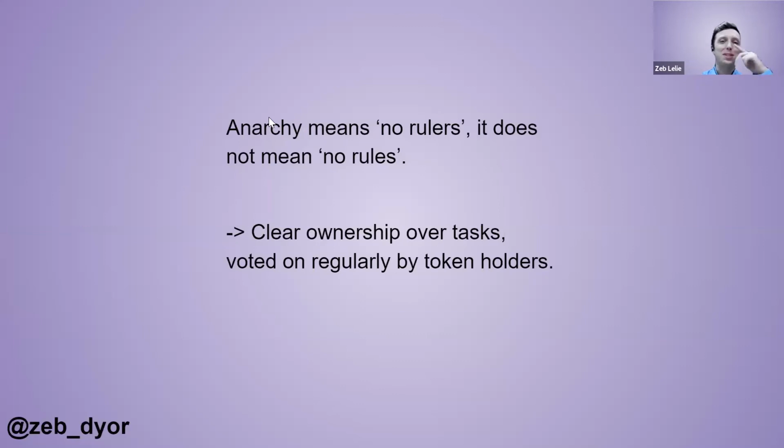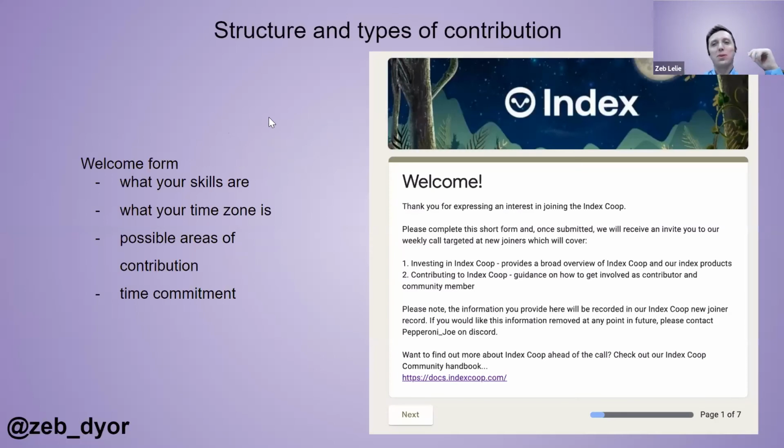So let's go into something that you just highlighted. In Index Coop, what they do, which you can read in that link, is if you join their channels, they give you a welcome form that you can fill in. They ask you what your skills are, what time zone you are in, because it's global, possible areas of contribution where you want to help out, and time commitment. I think this is really cool because you join this community, it might be overwhelming, and they immediately give you this whole welcome and structure. They ask you, what would you like to do?